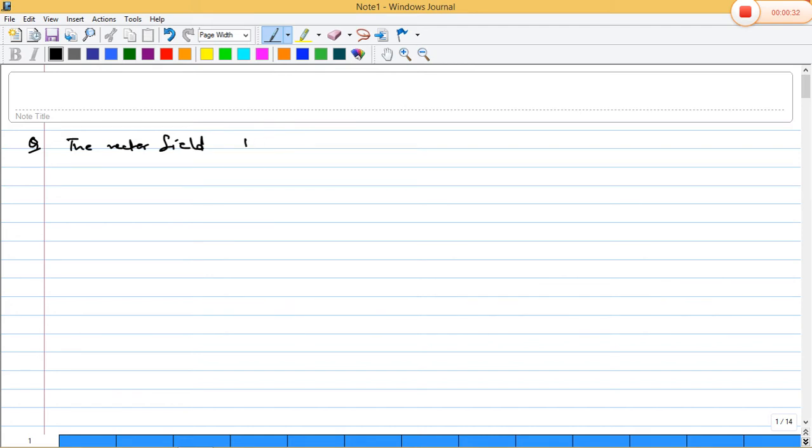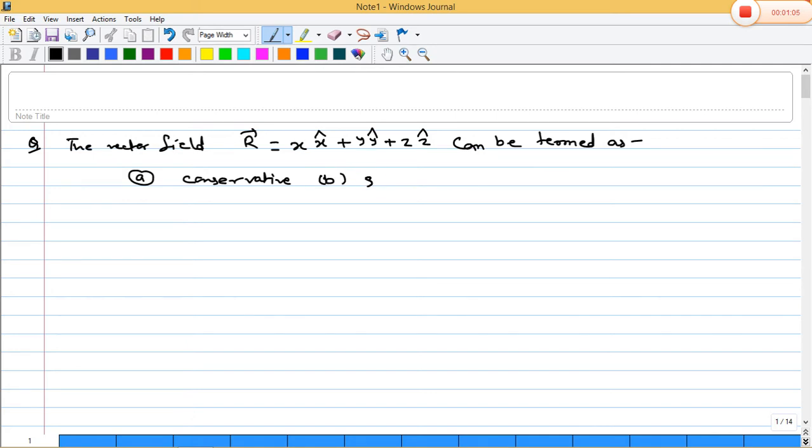The vector field, just say R, is given as x cap plus y cap plus z cap, can be termed as what? We have four options. A is conservative, B solenoid, C both, and D none of these.